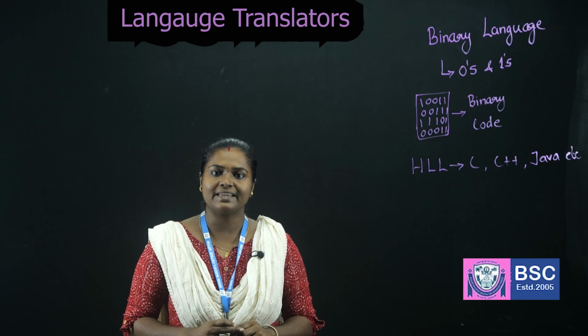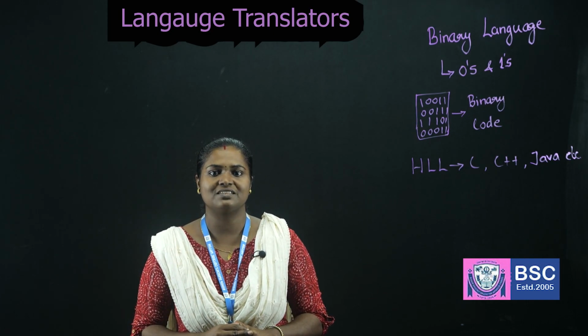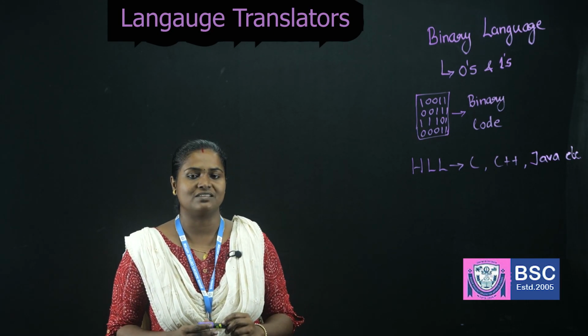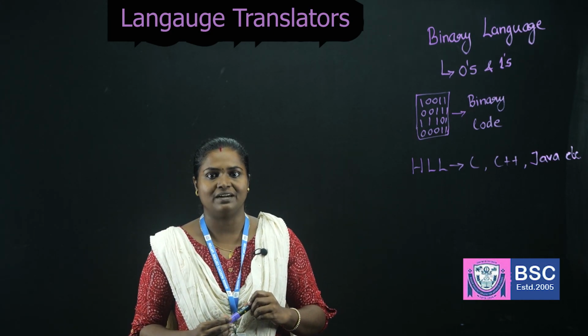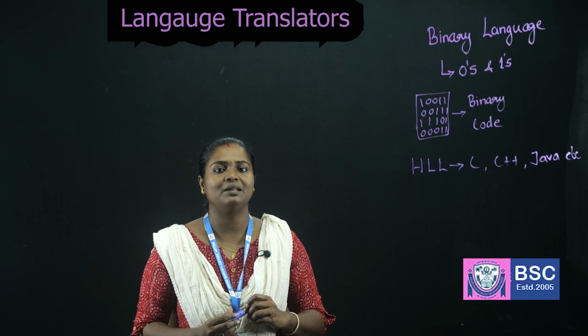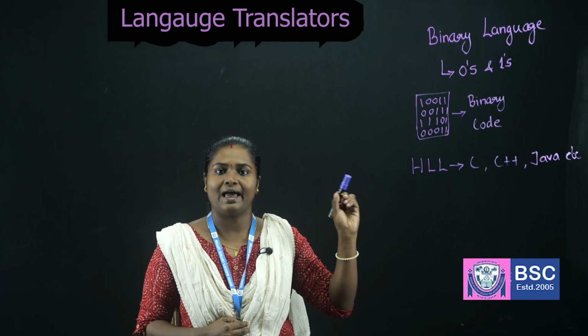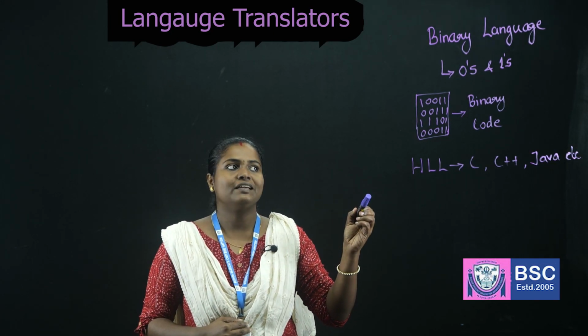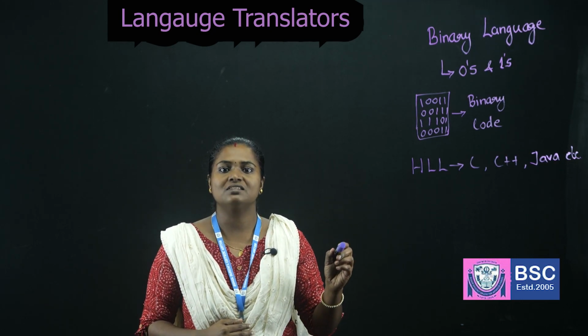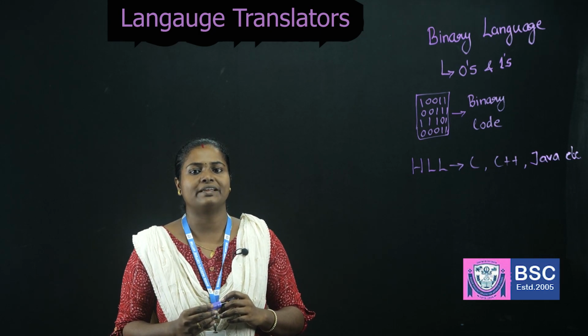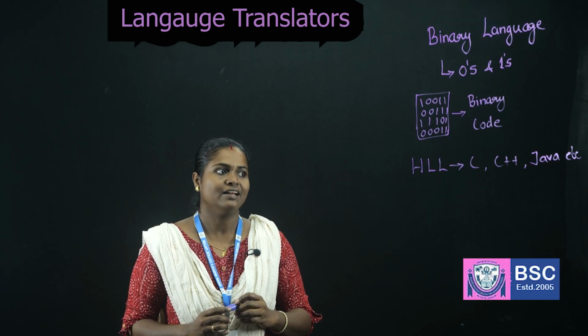See, a computer can understand only one language, that is called binary language. Here, binary language is a combination of zeros and ones. So, the two values available in binary language are 0 and 1. With the combination of these values, we are creating a language called binary language. This is the only language a computer can understand directly.